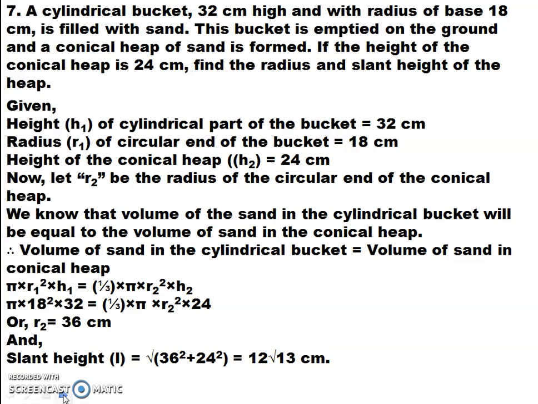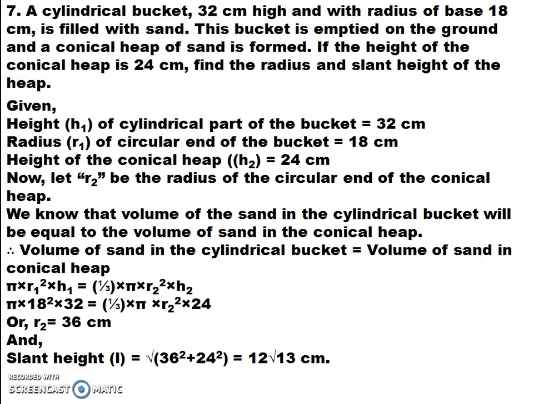Height of the cylindrical part of the bucket is 32 cm. Radius of the circular end of the bucket is equal to 18 cm. And height of the cone is 24 cm. Now, first you have to find which are the solid shapes related in this question. Here, the solid shapes are a cylinder and a cone.